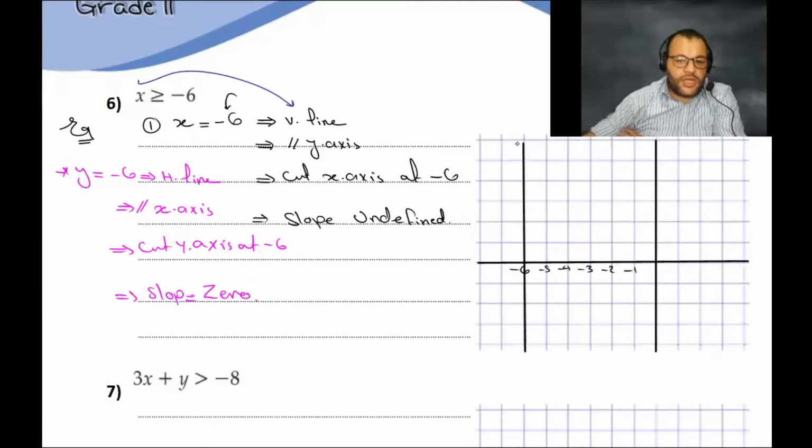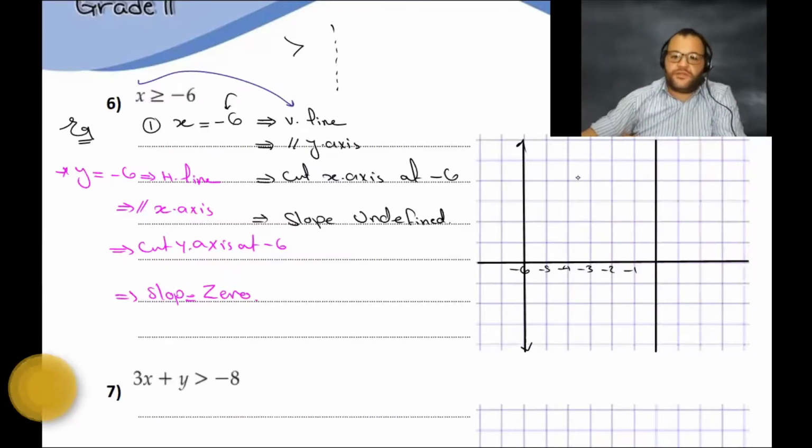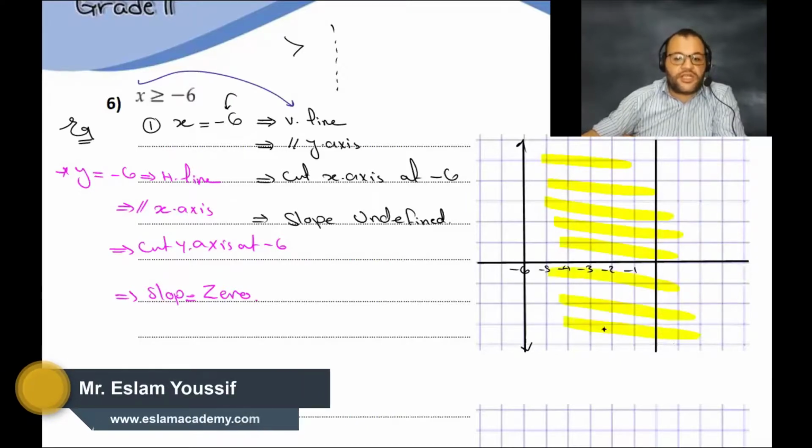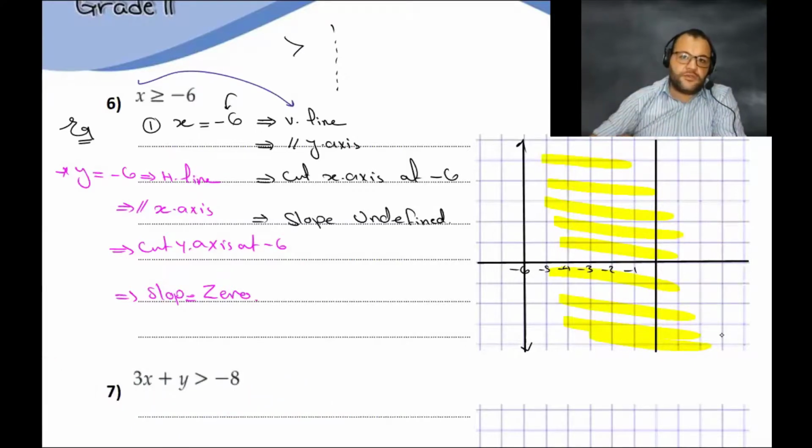Why will this be a solid line? Because we say that it's greater than or equal. If it's greater than only, it will be a dotted line or dashed line. If this sign is greater than, what is the meaning? When I say x is greater than -6, what does it mean? X is greater than any number. It's going to the positive infinity. When I say greater than, it's going to the positive infinity. When I say smaller than, it's going to the negative infinity.